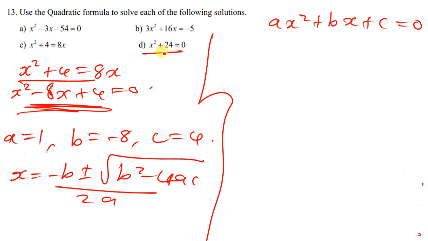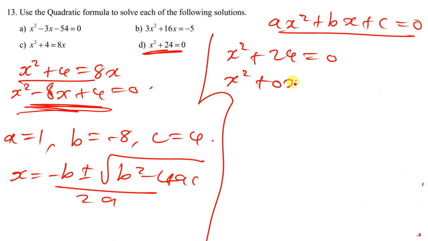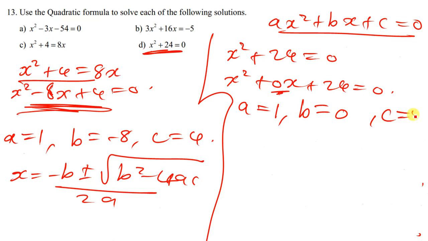For the second one, which is this one, we also rearrange it in this format. So for this equation, we have x squared plus 24 is equal to 0. So in this case, we have x squared plus 0x plus 24 is equal to 0. So meaning the value of a in this expression is simply just 1, because that's the coefficient of x squared. Then the value of b is simply just equal to 0. That's the coefficient of x. Then we also have the value of c, which is 24.